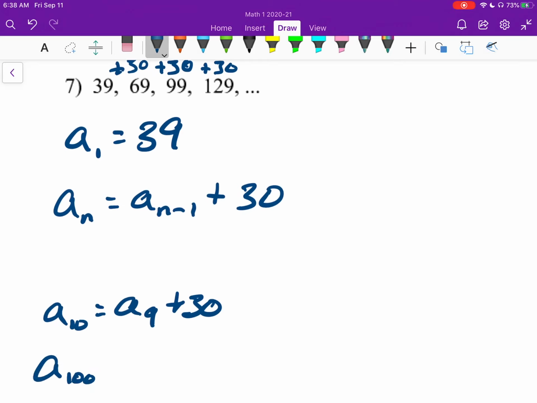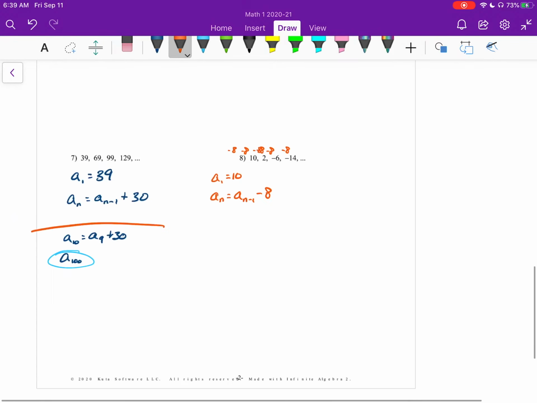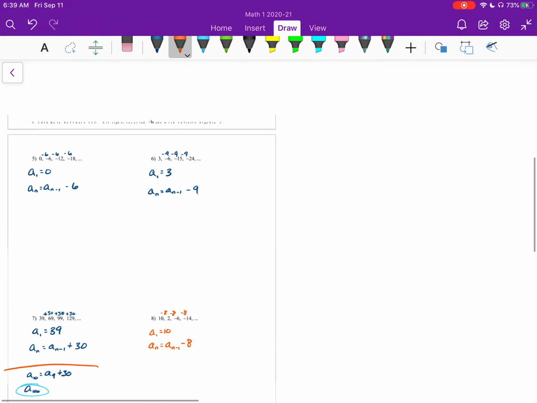All right. Did I finish that problem? I did. All right, number 8. We're subtracting 8. Oops, that didn't go right. Subtract 8, and I think that's subtracted again. Yeah. So a sub 1 is 10, because that's our first term. A sub n is a sub n minus 1 minus 8. Alrighty, that's it.